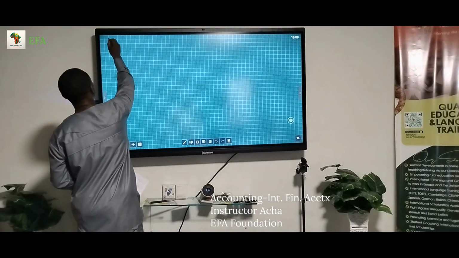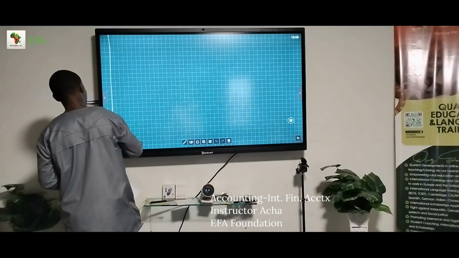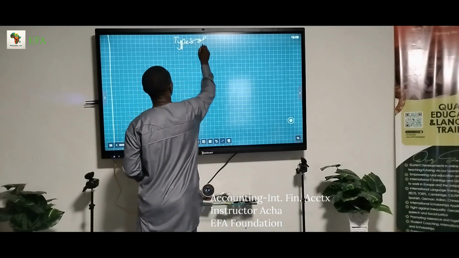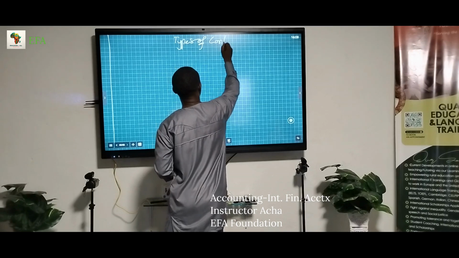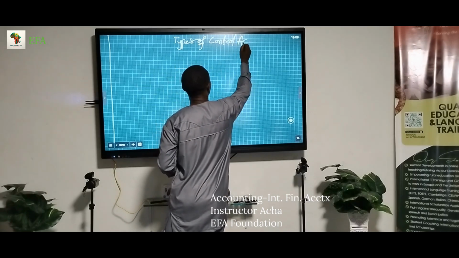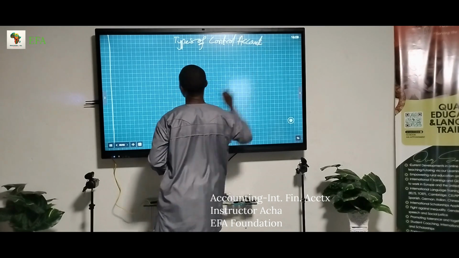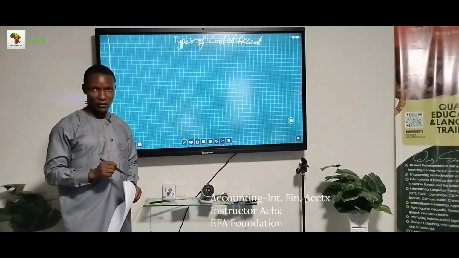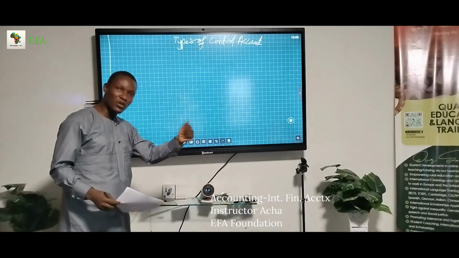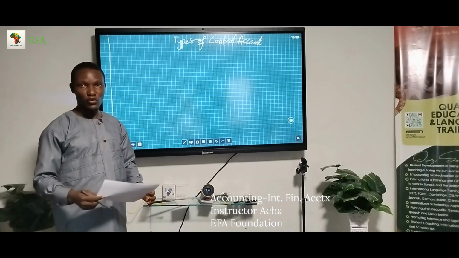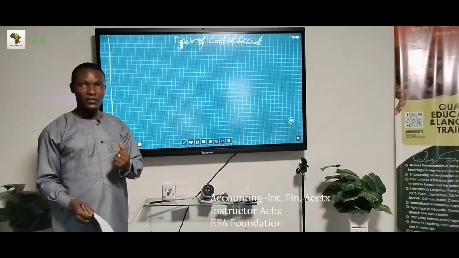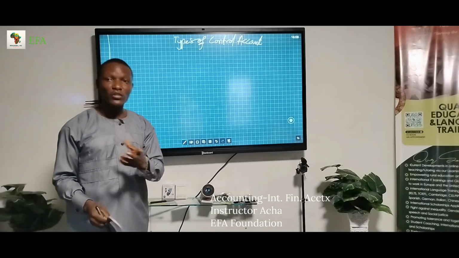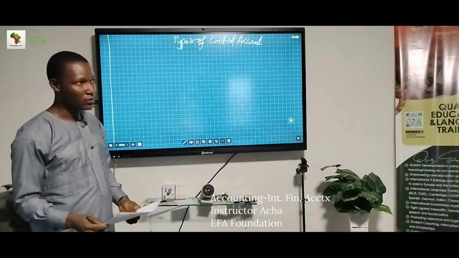Now let's look at types of control account. Basically, there exist two types of control account. That is, the accounts payables, known as the creditors control account, and the accounts receivables, also known as the total debtors control account.